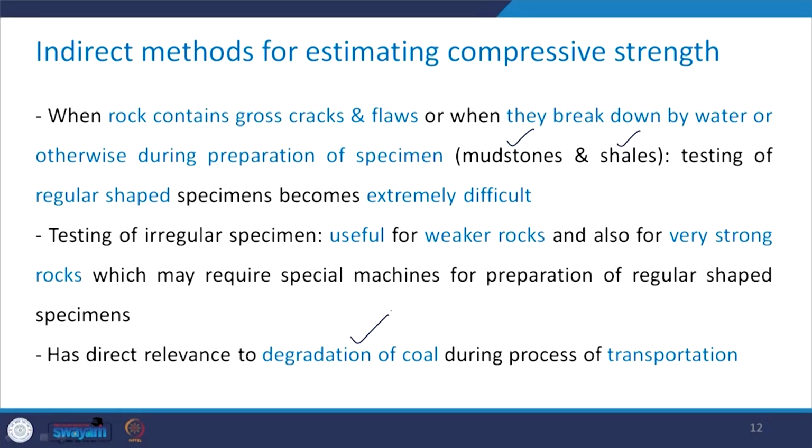Now, this testing on the irregular specimen has a direct relevance to the degradation of coal, which can happen during the process of transportation. You remember I mentioned to you that during transportation one needs to be extremely careful so that new cracks are not propagated in the specimens that have been retrieved from the field. Okay. So, there are a few methods. We are going to discuss two methods here.